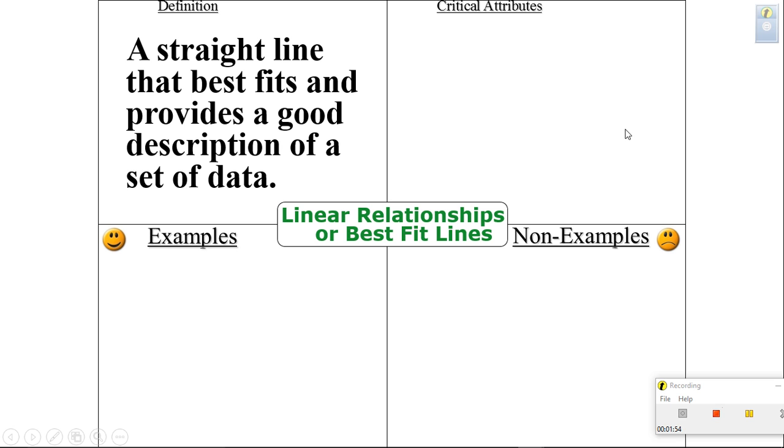Everybody see it? Yeah. Let me zoom in. So those of you that can't see it from back there, there's my data. So according to the definition, a best fit line is a straight line. Do I have a straight line going through the data? Yes. And what else do we notice about it? The definition says that it best fits and it provides a good description of the data.